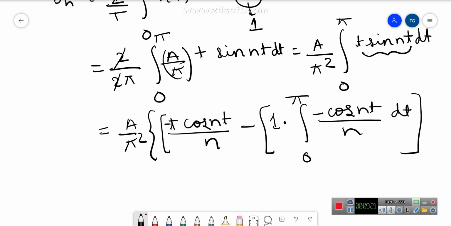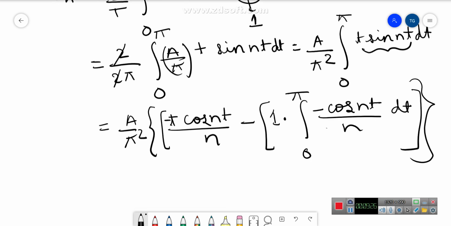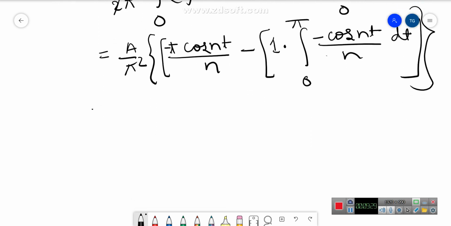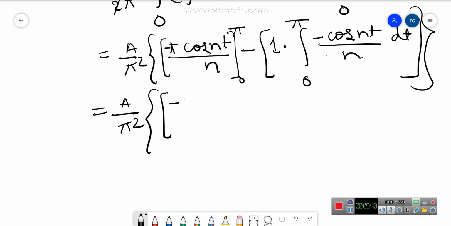Now solving this, we will get, from 0 to pi value. So we have A by pi squared, and this is minus pi, substituting the limits, cos n pi by n. When we substitute 0, this t will become 0 and the whole term will become 0. So the first term is solved, and we will now solve our second term.